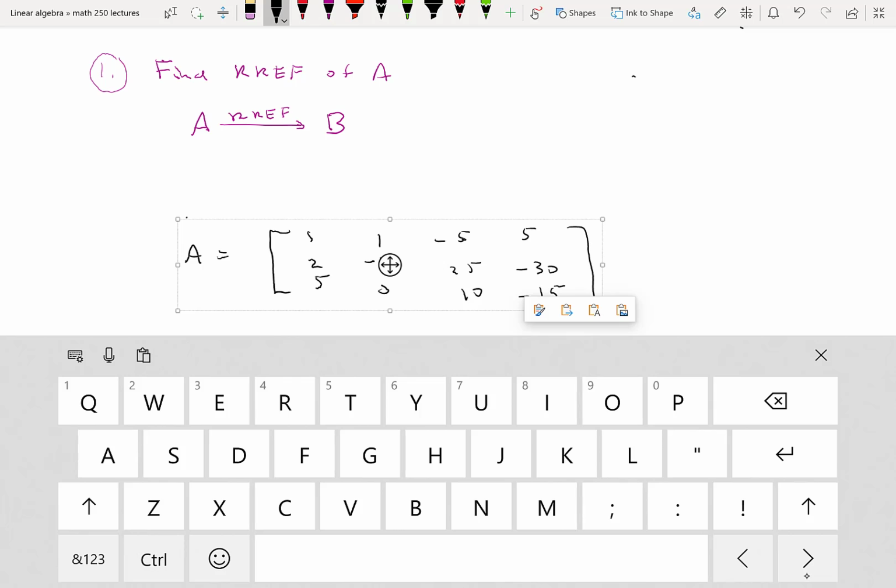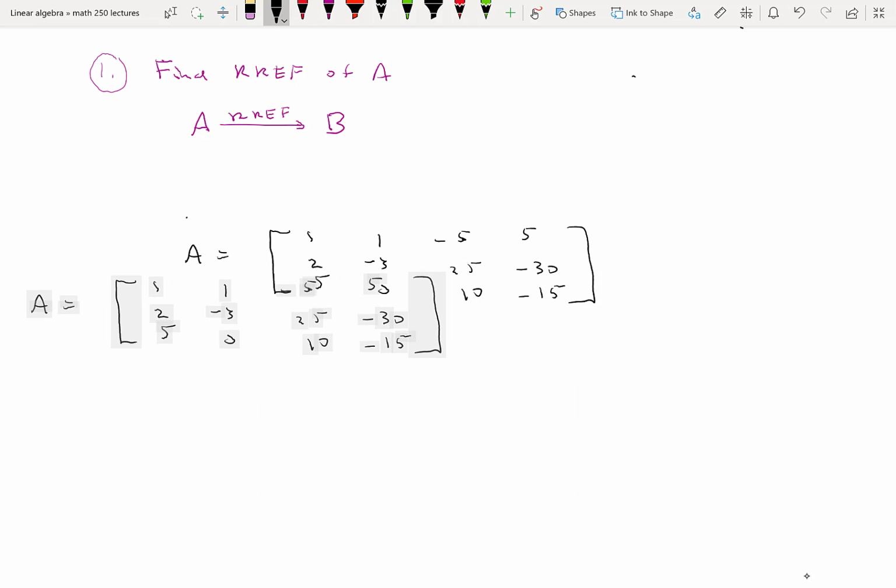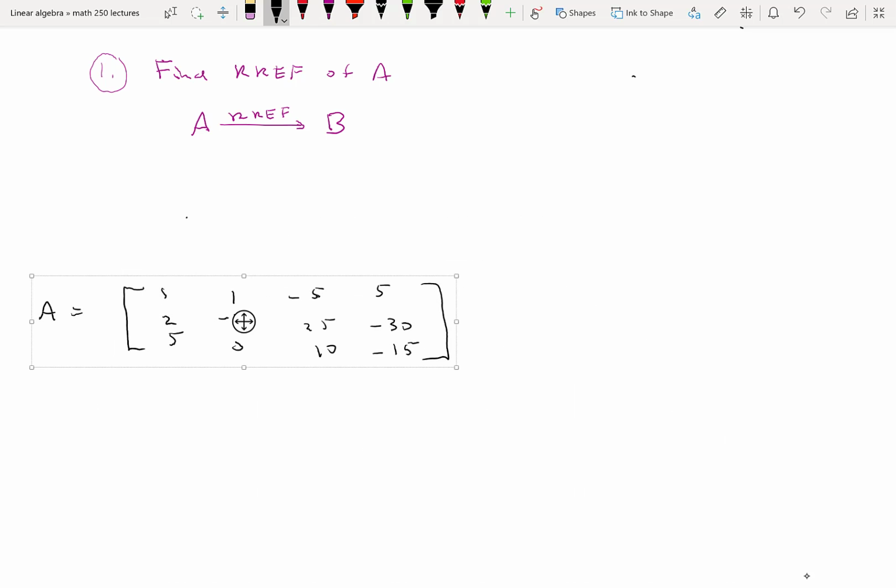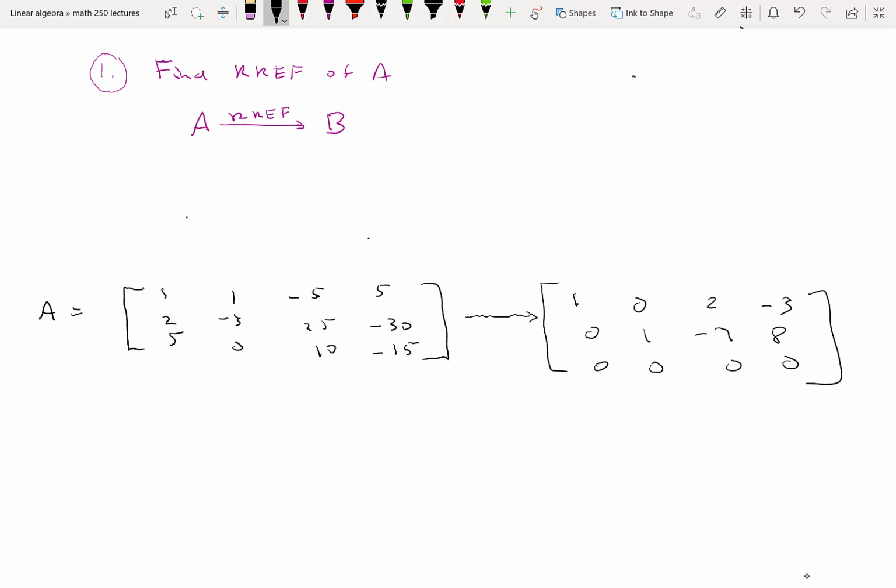There. Probably would have been easier just for me to copy the matrix. Okay, so if we take A and find the reduced row echelon form of that matrix, we get the matrix B, whose rows are 1, 0, 2, -3, 0, 1, -7, and 8, and 0, 0, 0, and 0.